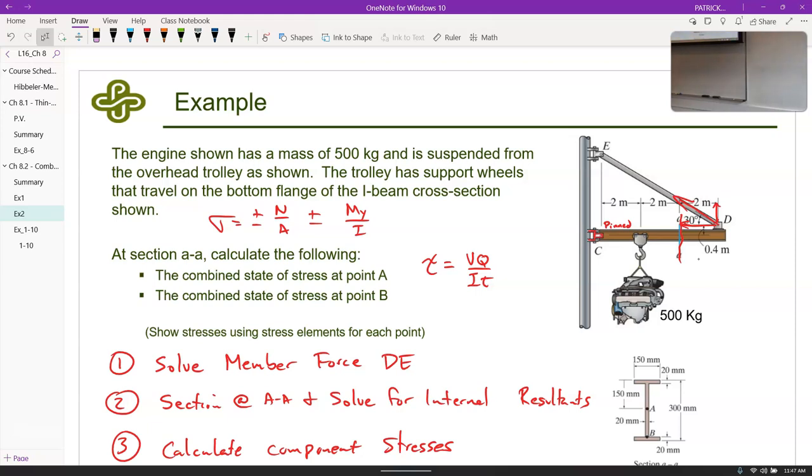About the engine, right? So 4.91 times this distance 2. And you've got a DY component times this distance 6. And a DX component because of that 0.4 meter offset. The moment equation has two expressions, DY and DX. So you need to express DY and DX as a function of member force DE times sine and cosine of 30 degrees.